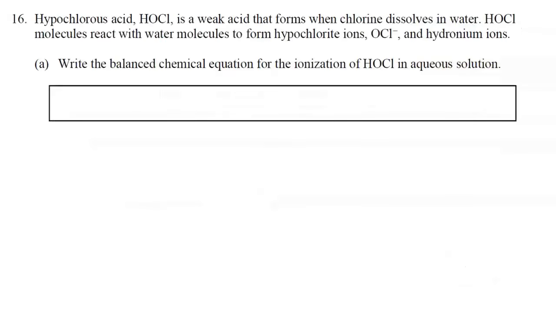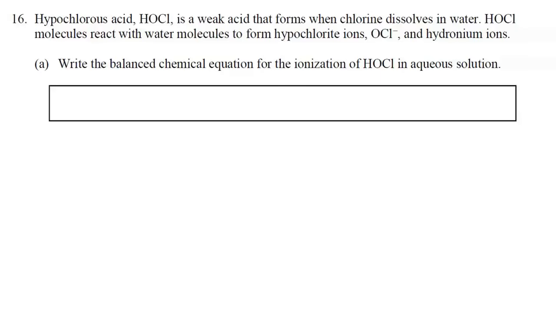All right, now moving on to our next question. This is question 16. Question 16 says the following. Hypochlorous acid, HOCl, is a weak acid that forms when chlorine dissolves in water. HOCl molecules react with water molecules to form hypochlorite ions, OCl-, and hydronium ions. Part A. Write the balanced chemical equation for the ionization of HOCl in aqueous solution.